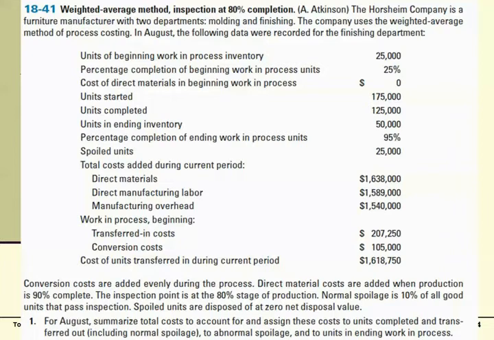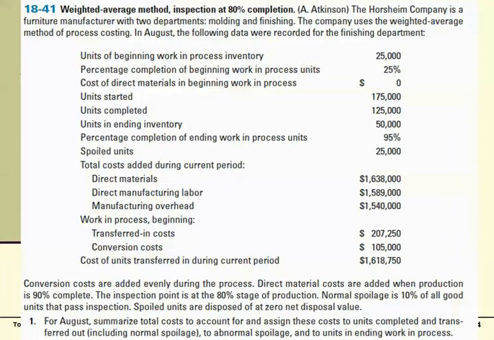The company is a furniture manufacturer with two departments, molding and finishing. The company uses the weighted average method of process costing. In August, the following data were recorded for the finishing department. Units of beginning work in process inventory 25,000 units. Percentage completion of beginning work in process units 25%. Cost of direct materials in beginning work in process 0.